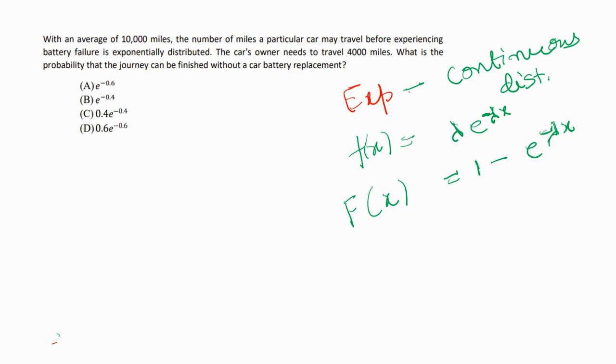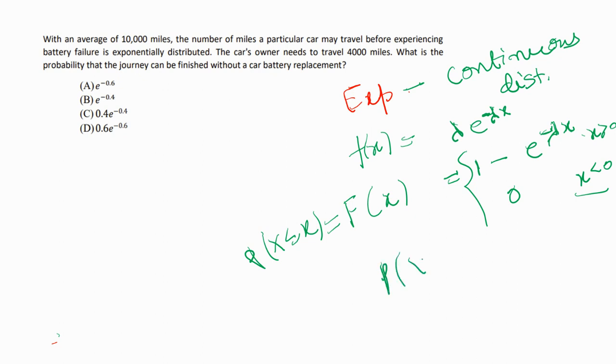When x is greater than 0, and it will be 0 when x is less than 0. Now, this part is basically x less than or equal to small x. So if we want to find the probability of x greater than small x, then it will be 1 minus (1 minus e to the power minus lambda x), which will be e to the power minus lambda x.